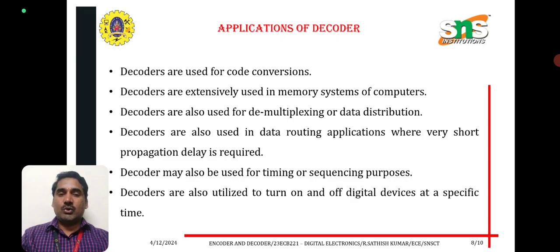Next, we can see the applications of decoder. Decoders are used for code conversions, are extensively used in memory systems of computers, and are used for demultiplexing or data distribution. Decoders are used in data routing applications where short propagation delay is required. A decoder may also be used for timing or sequencing purposes. Decoders are utilized to turn digital devices on and off at a specific time.